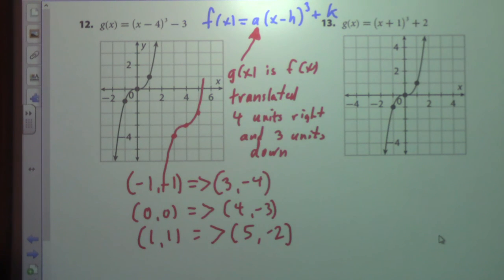Okay, Jaylee, you are number 13. It translates 1 unit left and 2 units up. So you'd say g of x is f of x translated. You said 1 unit left, yes, and 2 units up.